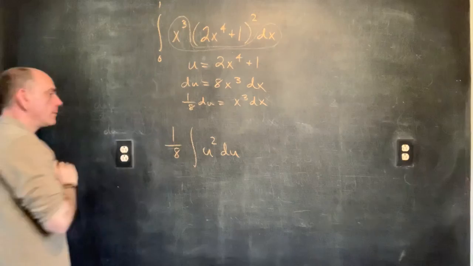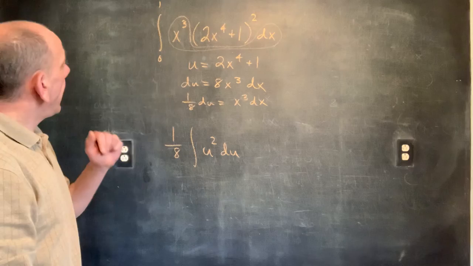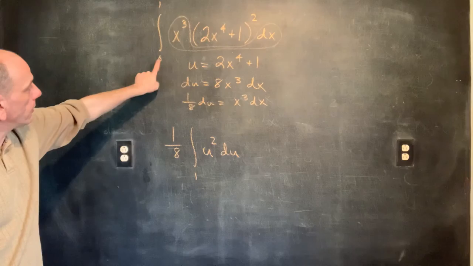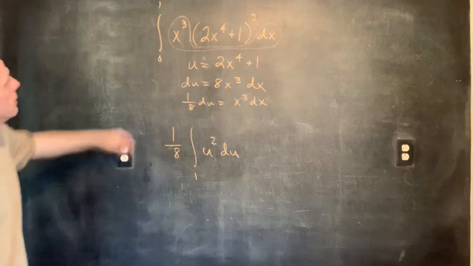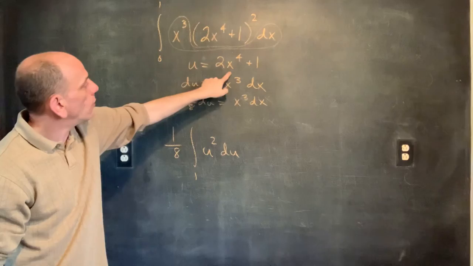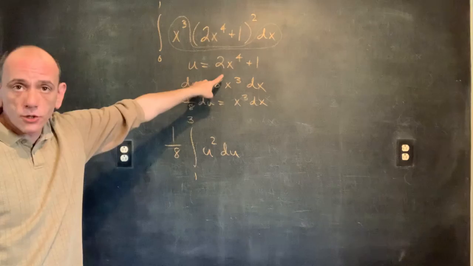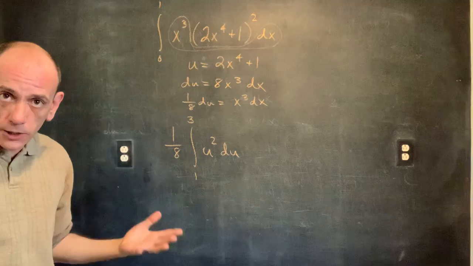Now, if x is 0, this will just zero out, and I'll get 1. So if x is 0 at the lower bound, this just zeroes out and u is 1. If x is 1, I get 1 to the 4th, that's 1. 2 times 1 is 2. 2 plus 1 is 3. Now, these are u's. I've evaluated u as a function of x at those x's to find out what the u value is. 1 and 3. Now I don't need to back sub.